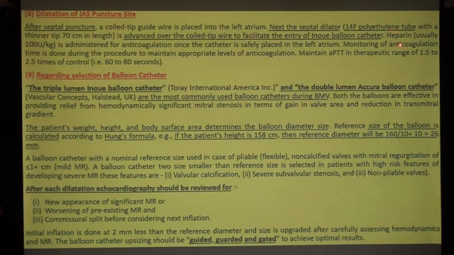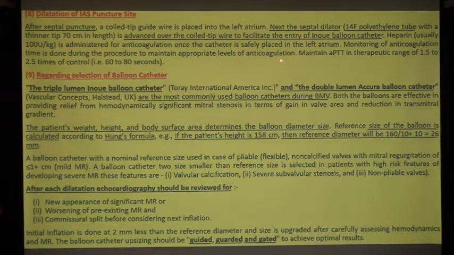Forget not, heparin, usually 100 units per kg, is administered for anticoagulation once the catheter is safely placed in the left atrium, and maximum you will give 5,000 units of the heparin. Monitoring of anticoagulation time is done during the procedure to maintain appropriate level of anticoagulation.